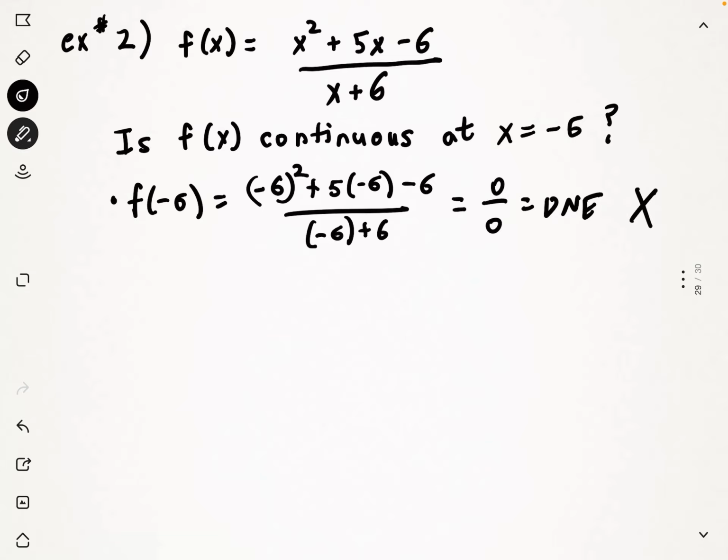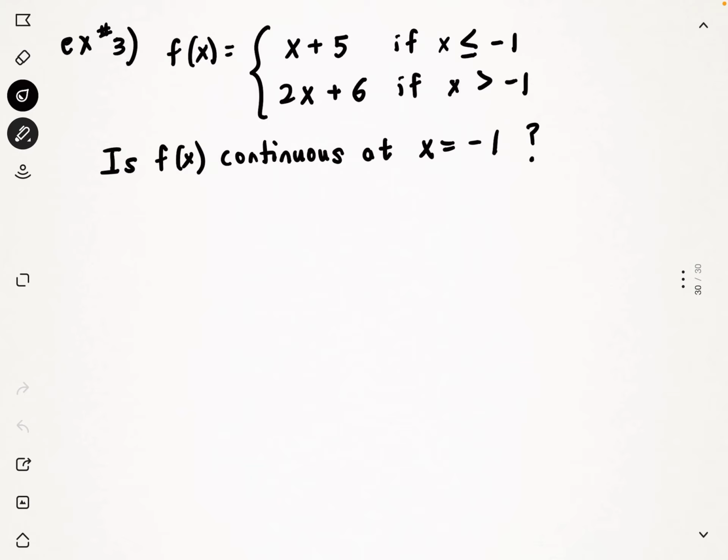Once you find one condition that is not met, you can say at that point it is not continuous, but you have to make some sort of a statement. You can't just leave your answer like this. You actually have to answer the question. So we're going to say, therefore, f of x is discontinuous at x equals -6. Okay, let's take a look at one last example.